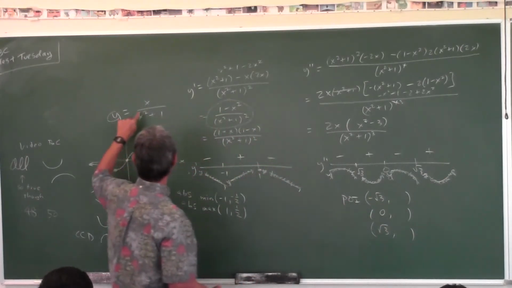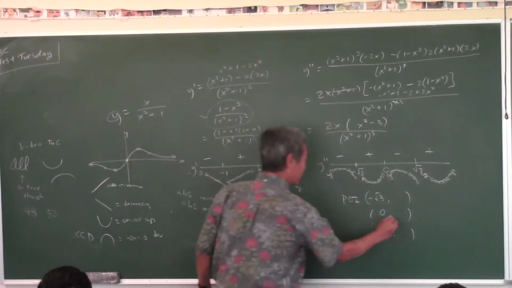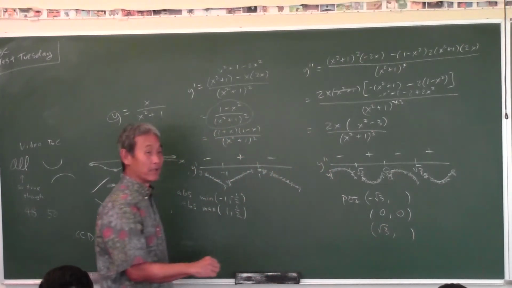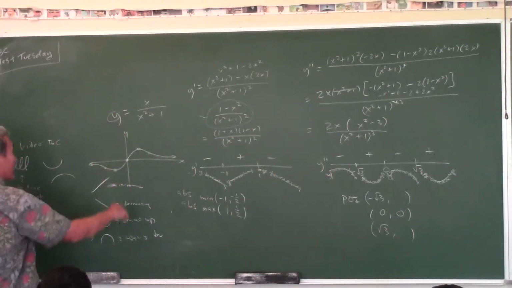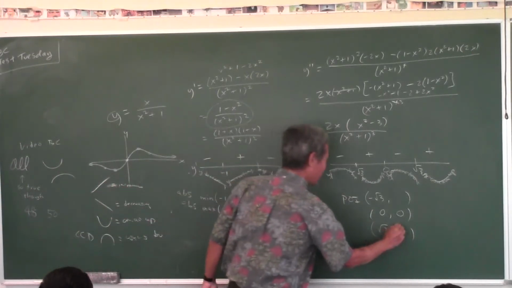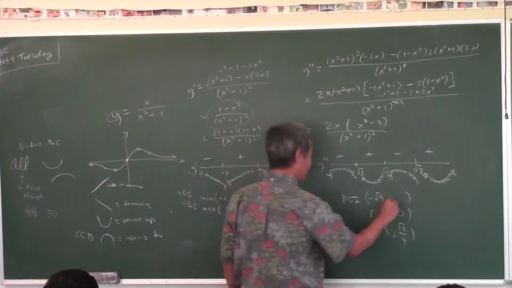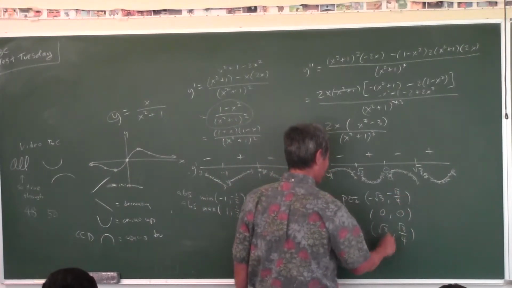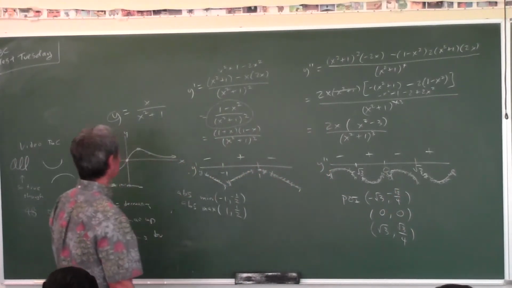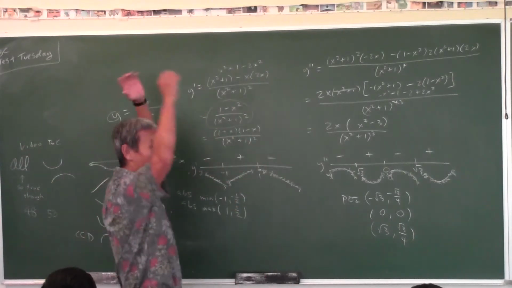Okay. And then how do I get the y coordinates? You plug it back into the original. Okay, I'll do 0. Who's got radical 3? Choi, plug in radical 3. And then negative radical 3. Angelo. That was fast. There you go.